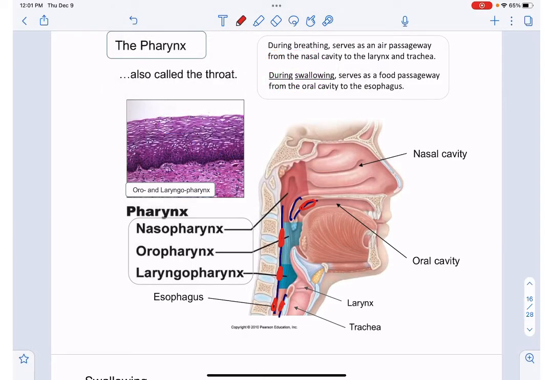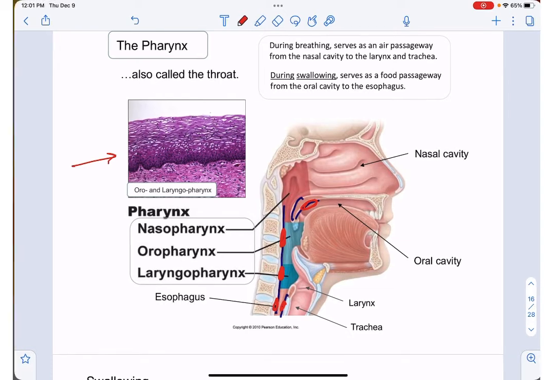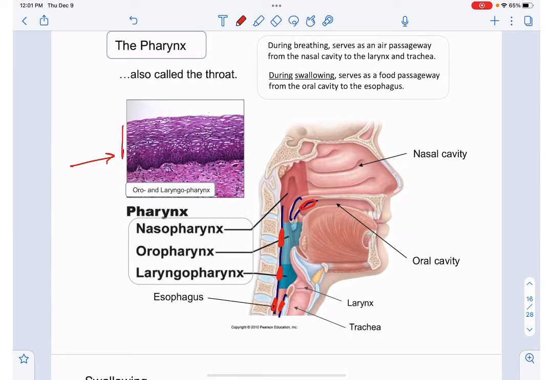And I'll give you a hint. This is a picture. This is histology of that epithelium. This is the epithelial sheet. And then underneath you have connective tissue. So what type of epithelium is that? First of all, is it simple or is it stratified? Does it have a single layer of cells or many layers of cells? Well, it has lots of layers of cells, so it's stratified.